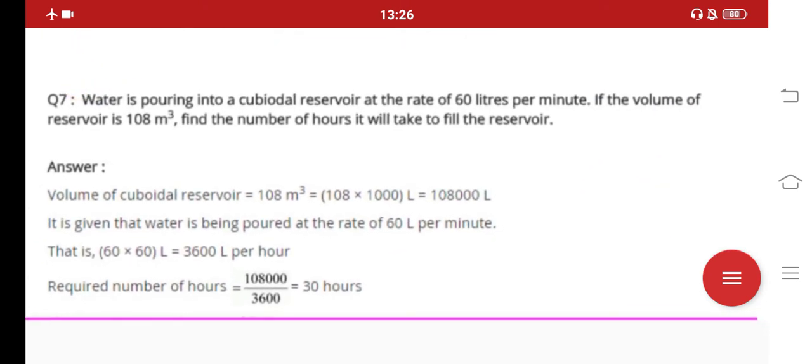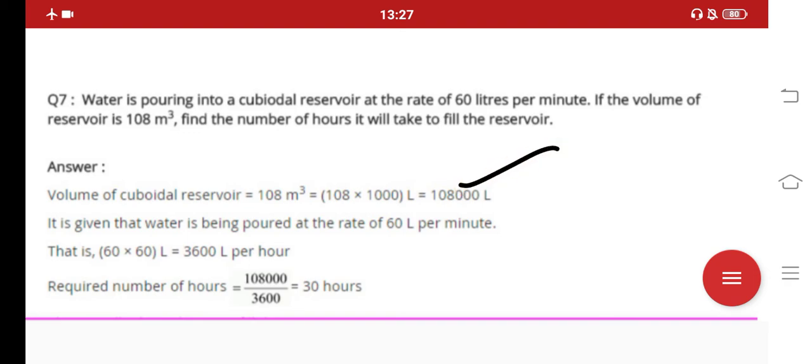Water is pouring into a cuboidal reservoir at the rate of 60 liter per minute. If the volume of the reservoir is 108 meter cube, find the number of hours it will take to fill the reservoir. Now here volume is already given in meter cube, but the water is pouring into the cuboidal reservoir in liters. So we have to convert this meter cube into liters. So 1 meter cube is equal to 1000 liters. So again we will multiply it by 1000 and we are getting 1,08,000.